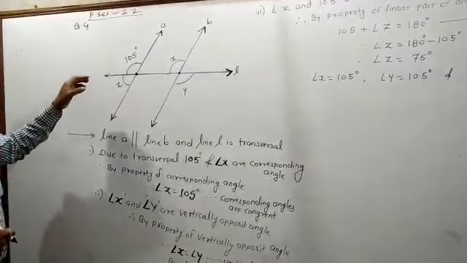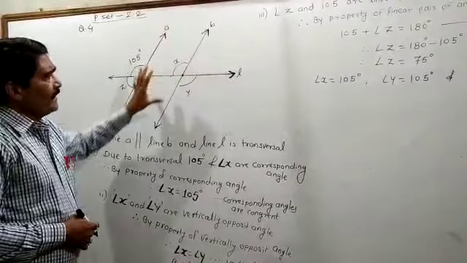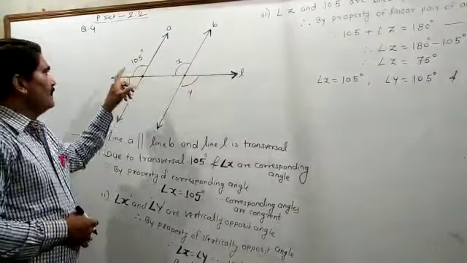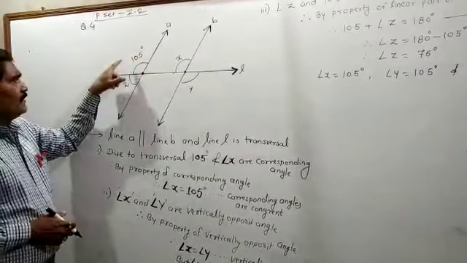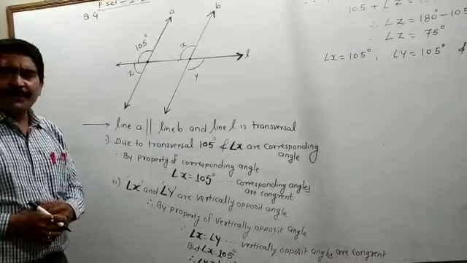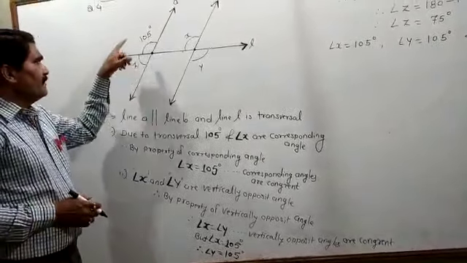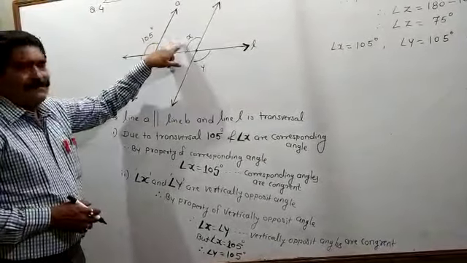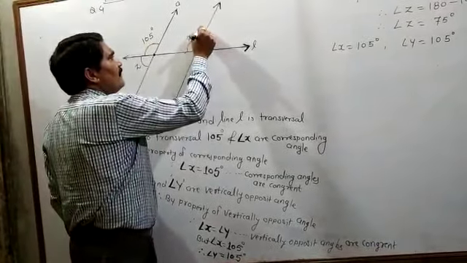If you observe, due to the transversal L, and these two parallel lines, this 105 and X are corresponding angles. And what is the property of corresponding angles? Corresponding angles are congruent. If this angle is 105, then X is also 105. I will write that this angle is also 105.